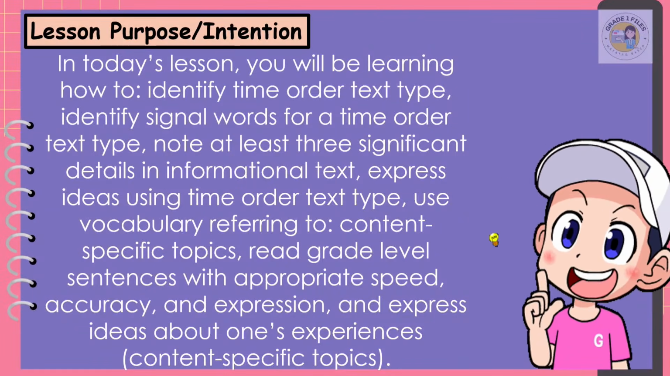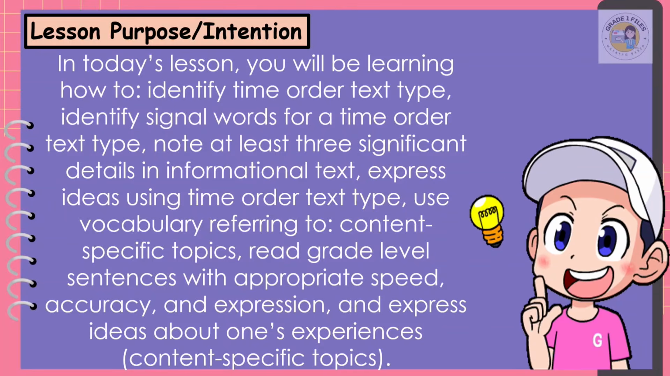In today's lesson, you will be learning how to identify time-order text type. Identify signal words for a time-order text type. Note at least 3 significant details in informational text. Express ideas using time-order text type. Use vocabulary referring to content and specific topics. Read grade-level sentences with appropriate speed, accuracy, and expression, and express ideas about one's experiences or the content and specific topics.